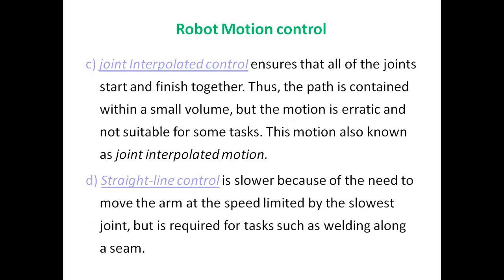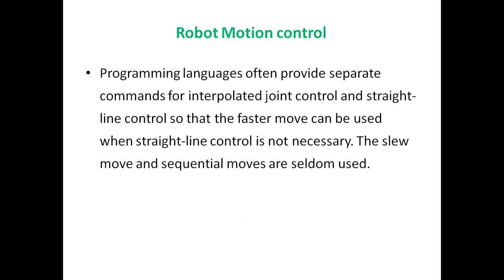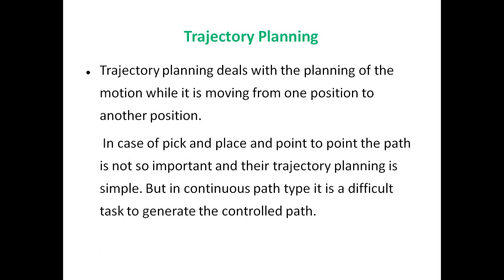The next one is joint interpolated control, which ensures that all of the joints start and finish together. The path is confined within a small volume, but the motion is erratic and not suitable for some tasks. This motion is also known as joint interpolated motion. Straight line control will be slower because of the need to move the arm at the speed limited by the slowest joint, but it is required for tasks such as sliding along a surface. Programming languages often provide separate commands for interpolated joint control and straight line control, so that the faster move can be used when straight line control is not necessary. The slew move and the sequential moves are seldom used.